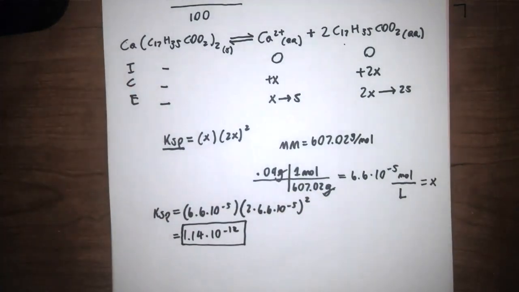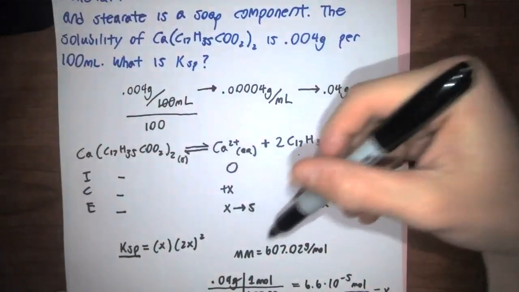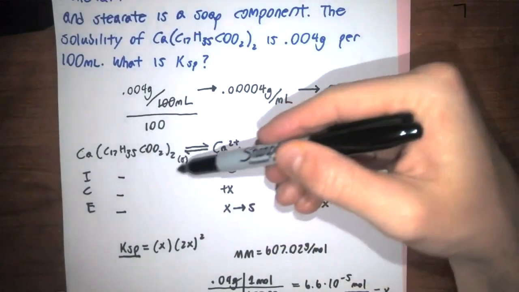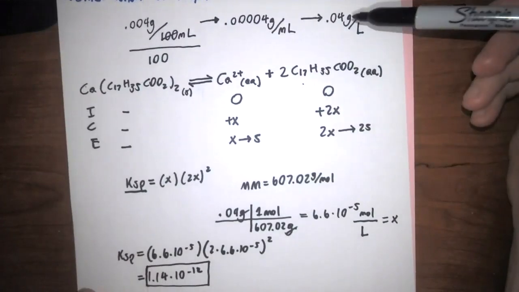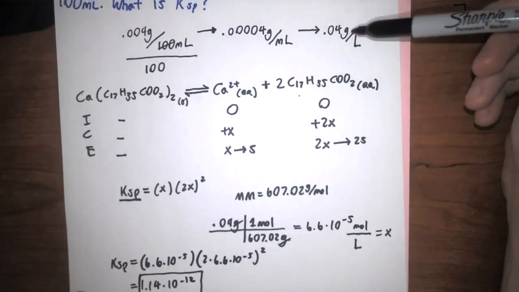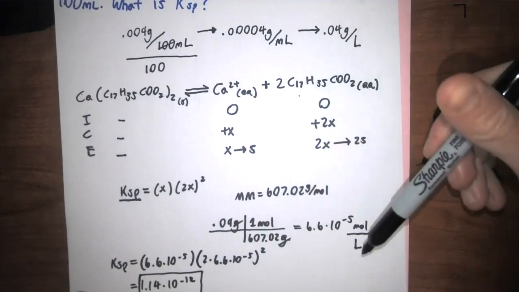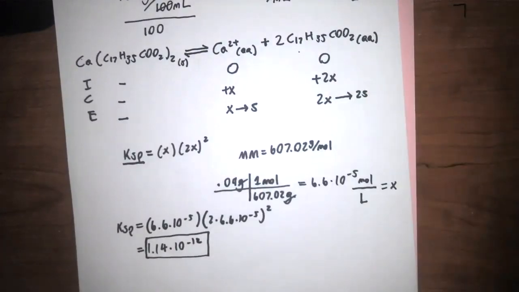Again, kind of tough because you have to convert right away to grams per liter, run your ice table like normal, do K is equal to products over reactants. In this case, our reactant was just a solid, so we only have products. And then use the 0.04 grams per liter. In this case, I had 0.04 grams. We know the molar mass. Convert to moles per liter. Recognize that's a solubility. Plug it in and solve.